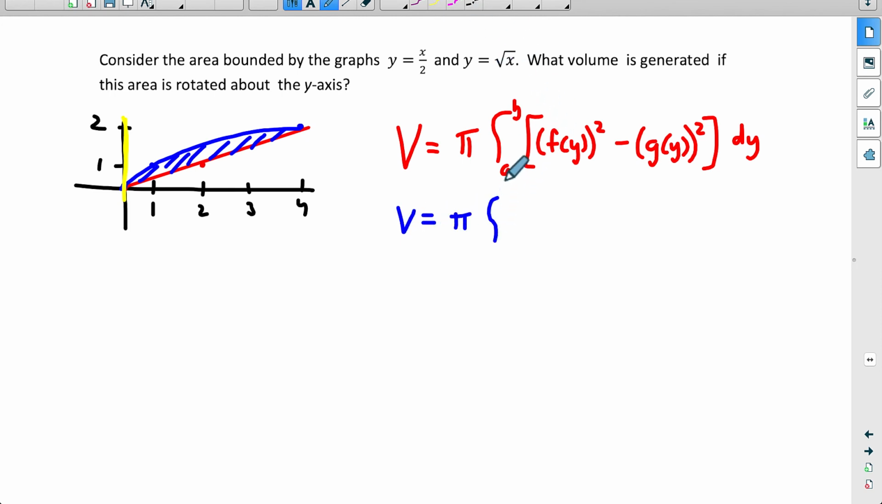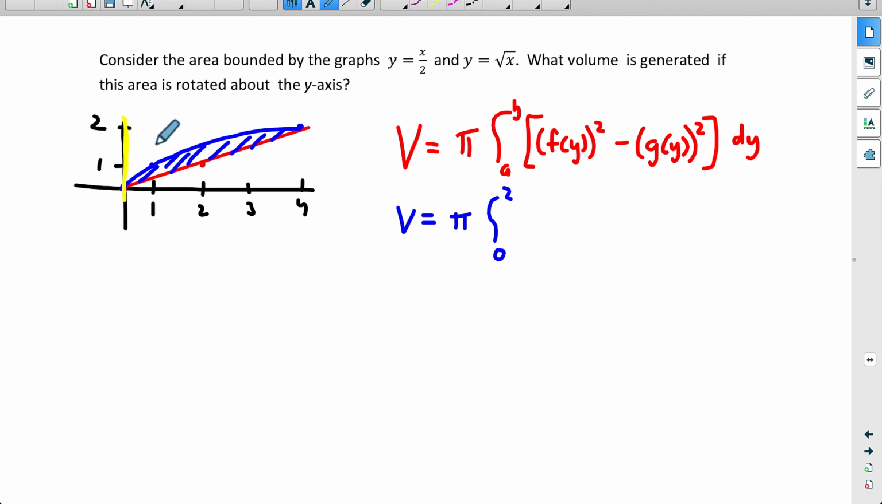Okay, what are our bounds? Now, you might be thinking that the bounds are 0 and 4, but no, we're rotating over this axis. So the bounds are actually 0 and 2. We've got to look on that y-axis. Now, next thing, f of y: we've got to figure out our big R and our little r.